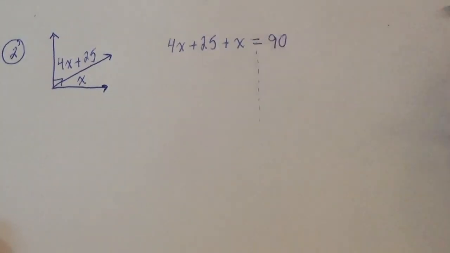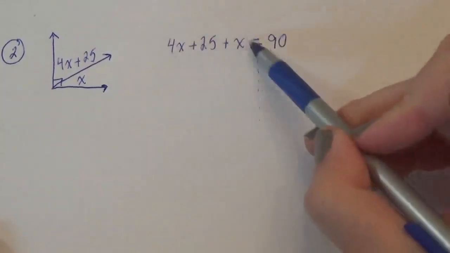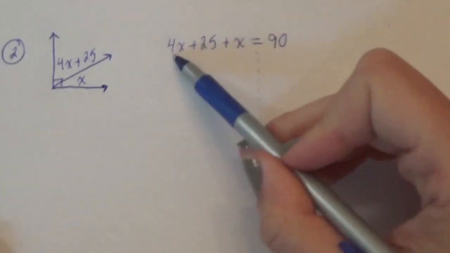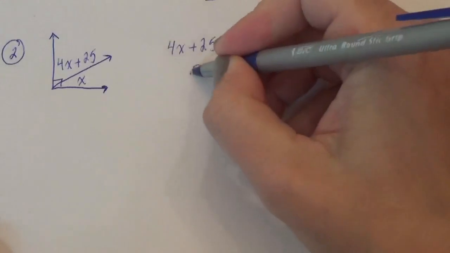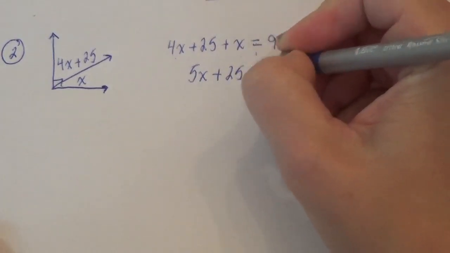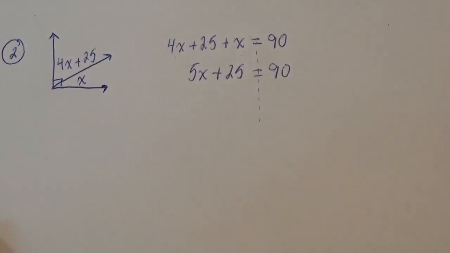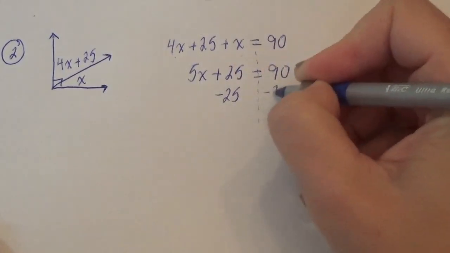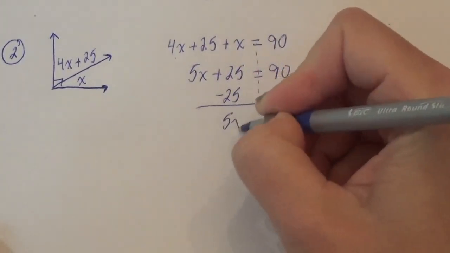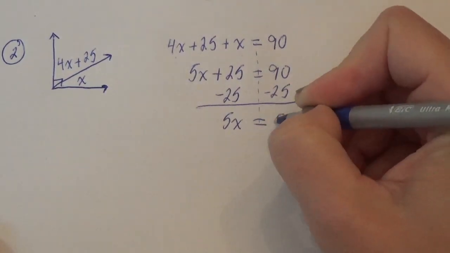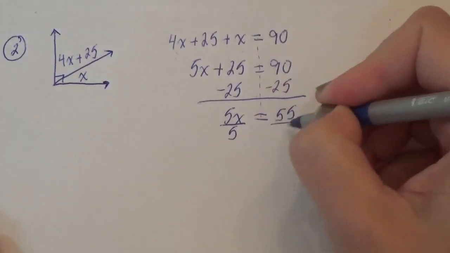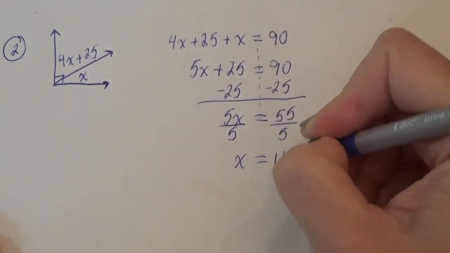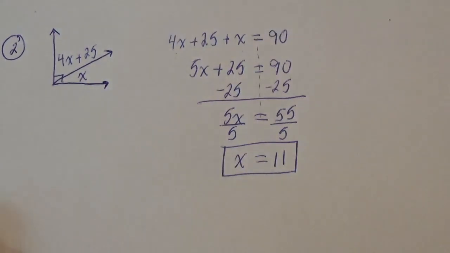All right, and we're going to solve just like we would. Now, if there's a bunch of terms with x's in them, I like to get them together. So 4x plus another x, that's 5x. We still have the 25. And I'm going to subtract 25 from both sides. I'm left with 5x equals 55. And divide by 5, and we have x equals 11, and we are done. Okay.